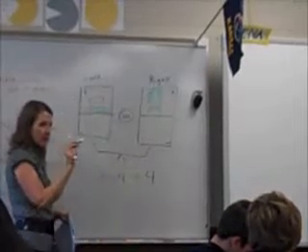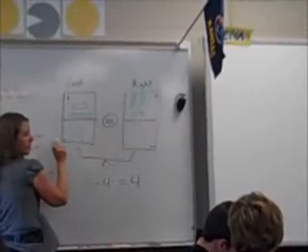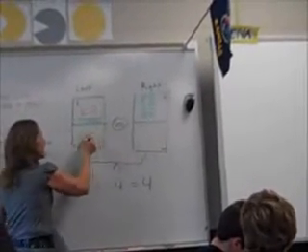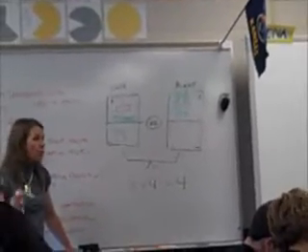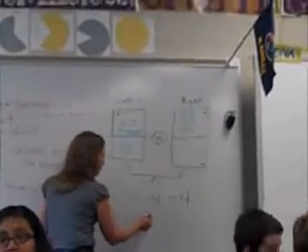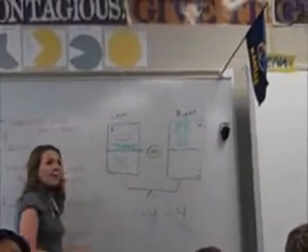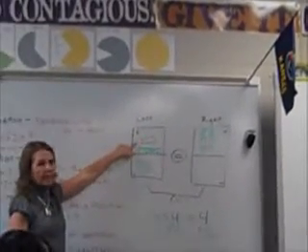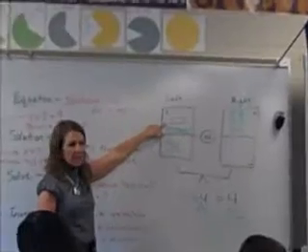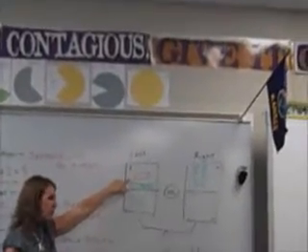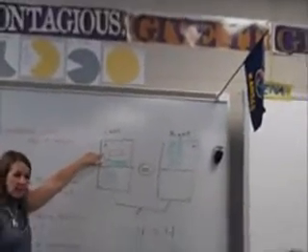Do I have any 0 pairs? Yes. If you don't have 0 pairs after that first step, you need to go back and look at what you did. Because your whole goal is to make some 0 pairs. Because if you're not making 0 pairs, you're not getting the variable by itself. I'll say that again. If you're not making 0 pairs, you're not getting the variable by itself. And that's what we want to do.